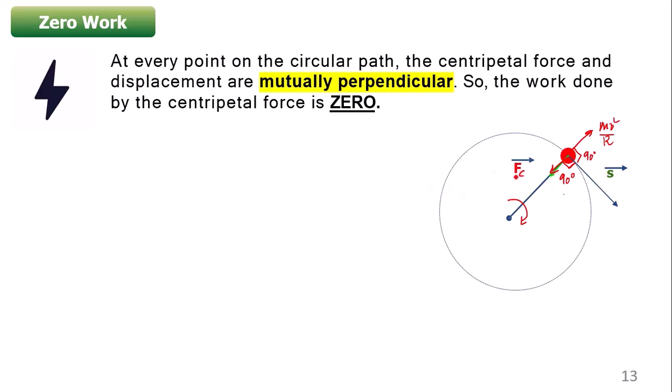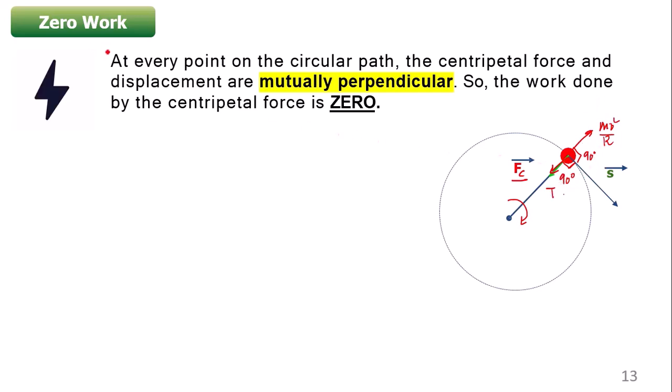So the work done by the centripetal force. In this situation, the centripetal force is, let us say, the tension in the string. So the work done by the tension, or the work done by the centrifugal force, both are going to be zero, because theta is 90 degrees.